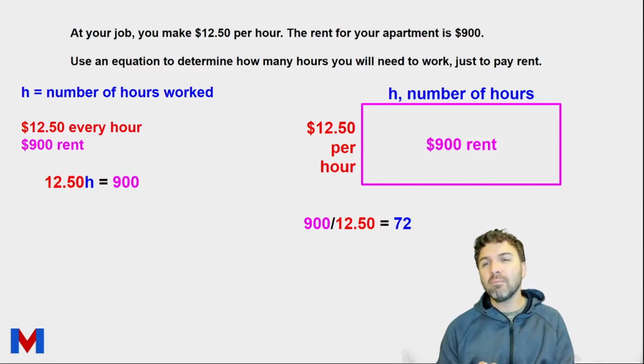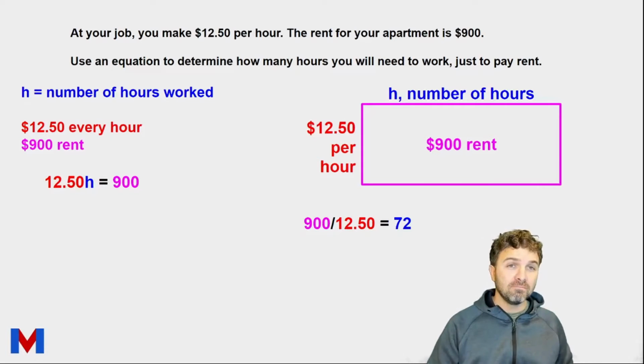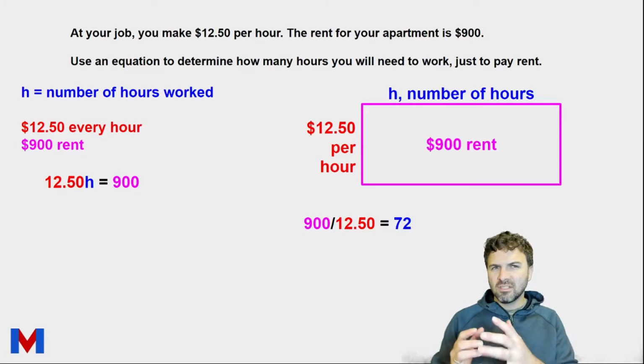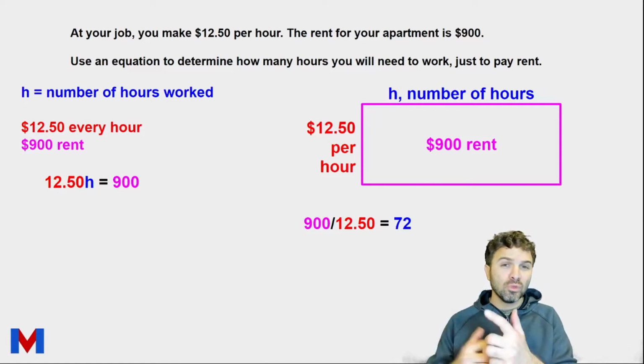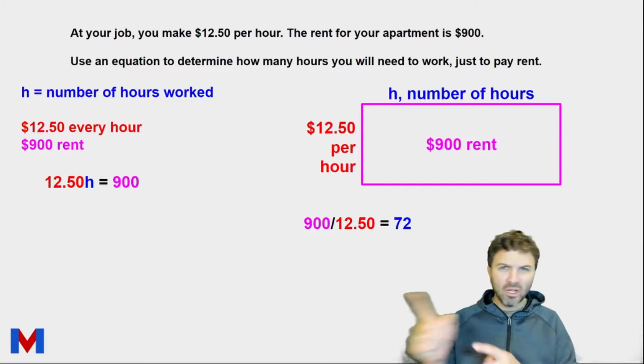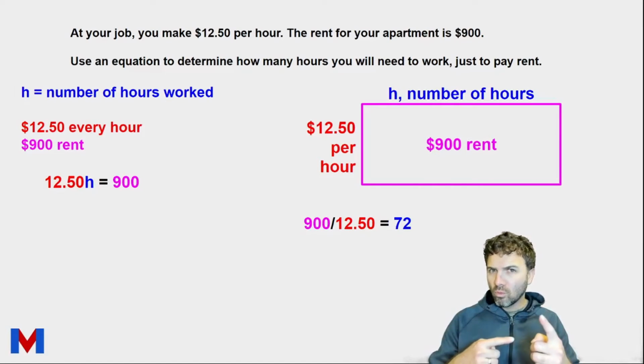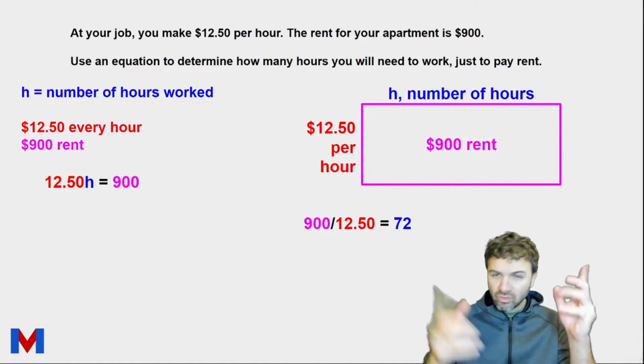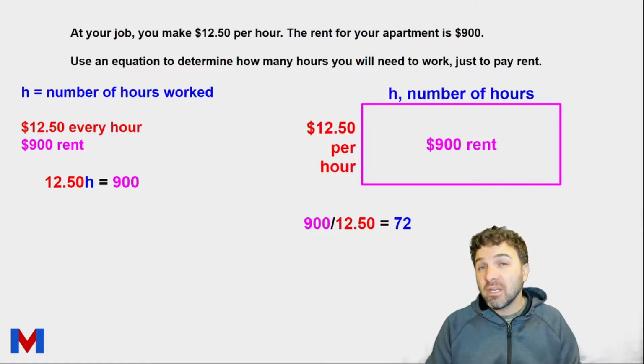12.50 times what number is giving me 900? Because $12.50 per hour times the number of hours is $900. By the way, that's kind of this single-step equation, which is a proportional relationship. So right here, you're looking at a proportional relationship. Think about that. All right, anyways, we need to get that H by itself.